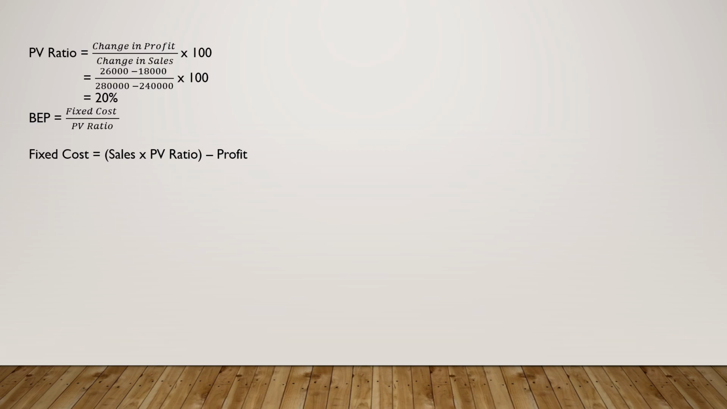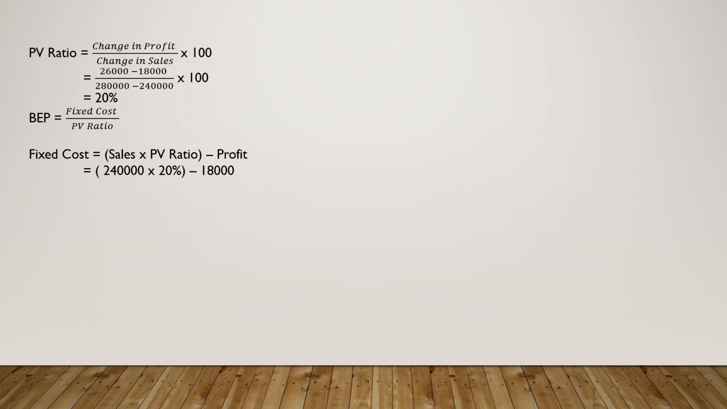Now to calculate fixed cost, we'll use the formula sales into PV ratio minus profit. Now in this case, the profit of both the years is different. Sales is also different. The PV ratio for both the years is 20%. Now you can use any one year and solve that. So in this question, I have used the first year profit and first year sales. So if you are taking sales of first year, you have to take the profit of first year. If you are taking sales of second year, you have to take the profit of second year.